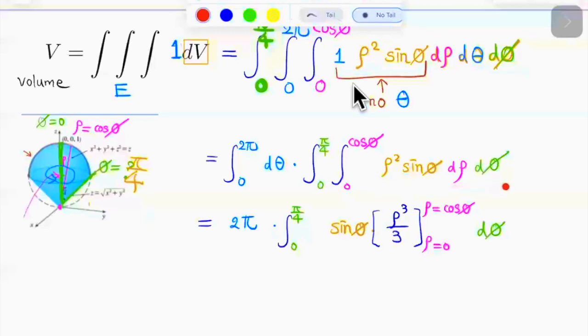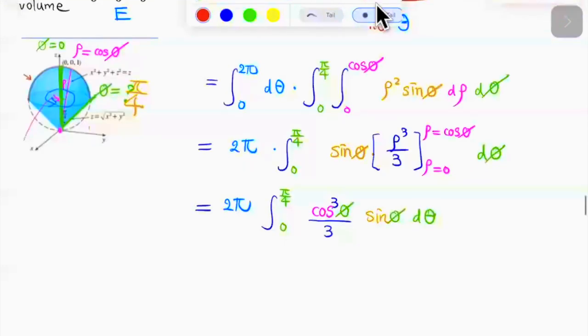And for this double integral, we have to evaluate the inner integral first. The inner integral with respect to rho, we regard the sin phi here as a constant multiple. So sin phi times the antiderivative of rho squared, which is rho cubed over 3, with rho going from 0 to cosine of phi. Substituting rho equals cosine of phi and rho equals 0 in, we get this result.